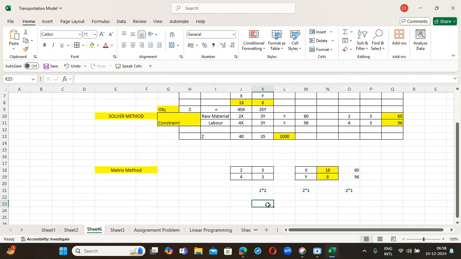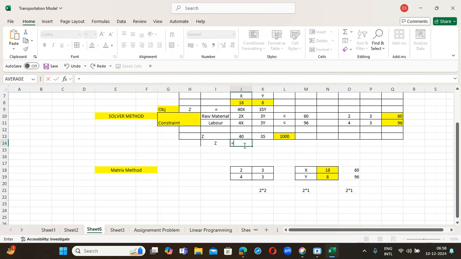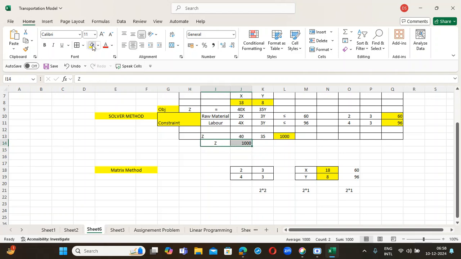Then you find that it is again 18 and 8. Then you find what should be the value of Z. I write here also, value of Z equals 40 into 18 plus 35 into 8. Enter, that is 1000. So you can solve both the cases, the solver method and the matrix method.